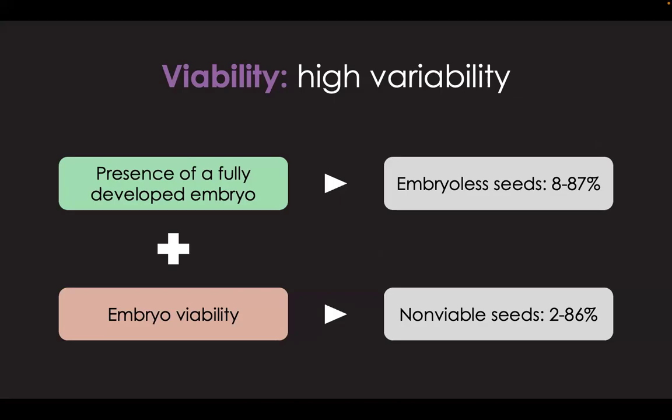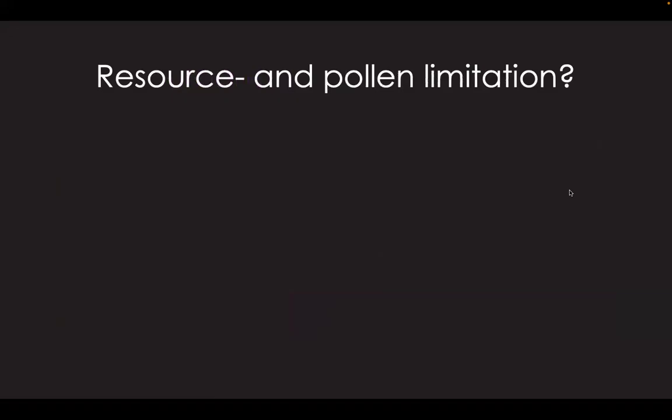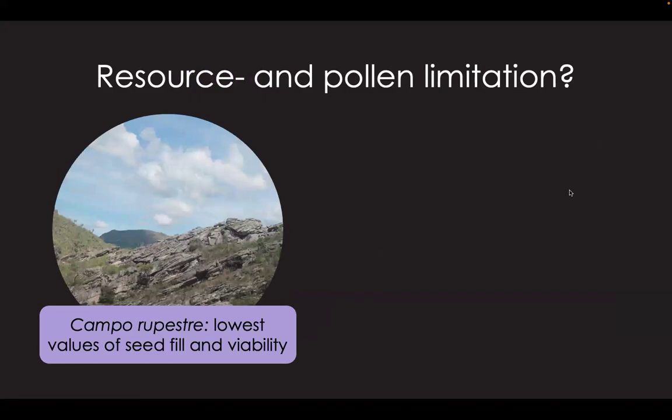So this variability is all over the place. And if we think what could be the response, what could be the factors that could be used to explain this variability, we probably need to go back to the location of these studies and think whether we are in a situation of resource and pollen limitation, because these huge values of empty seeds and non-viable seeds mostly come from the Campo Rupestre, an ecosystem in southeastern Brazil that develops on outcrops of quartzite or ironstone rocks.